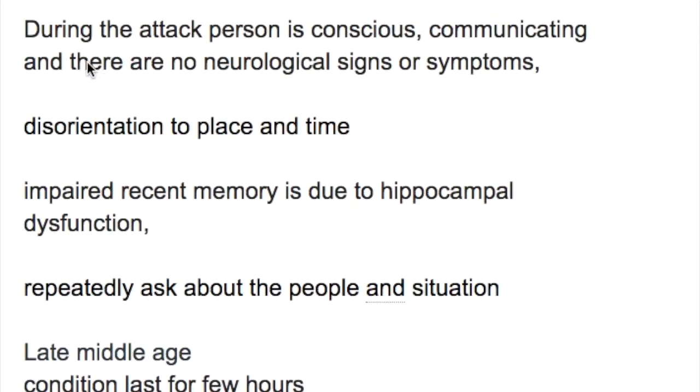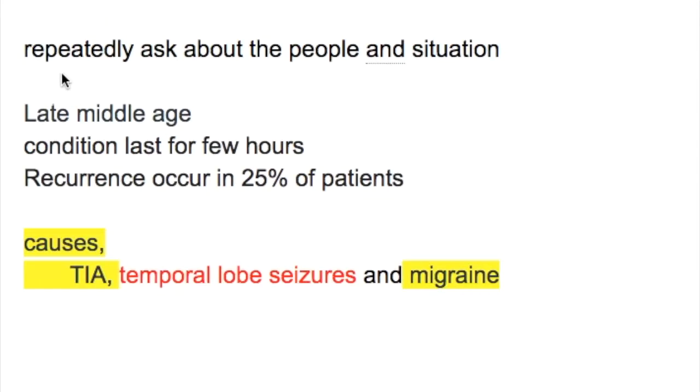During the attack in transient global amnesia, the person is conscious, communicating, and there are no neurological signs or symptoms, but there is disorientation to place and time, and impaired recent memory is due to hippocampal dysfunction. The person repeatedly asks about the people and situation. The condition occurs in late middle age and lasts for a few hours, and the recurrence rate is 25%.